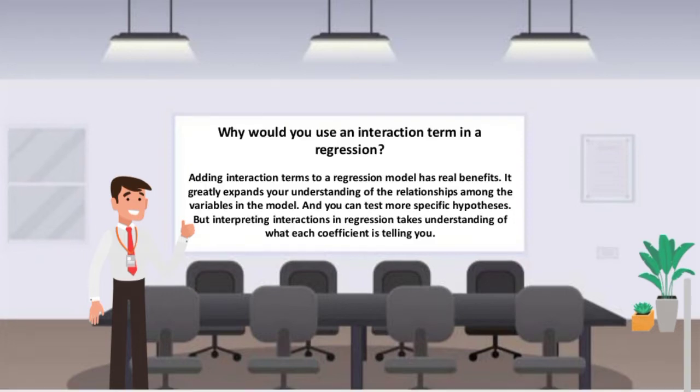Now, on to the lessons and the questions that you might be thinking. Why would you use an interaction term in a regression? Well, adding interaction terms to a regression model has real benefits. It greatly expands your understanding of the relationships between the variables in the model, and you can test more specific hypotheses. But interpreting interactions in regression takes understanding of what each coefficient is telling you.